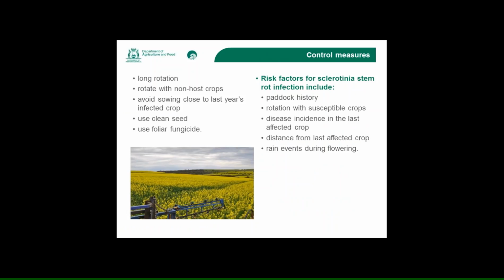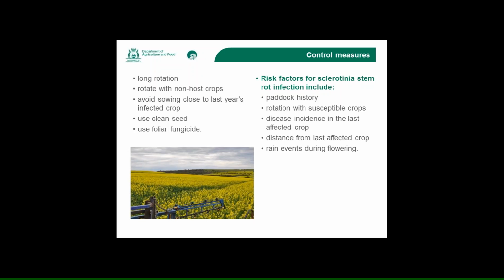So in terms of looking at the risk factors, obviously if you grow a lot of canola in rotations, it's going to be a higher risk, and if you have an infection one year, then the disease is likely to hang around for a few years in the same paddock. And even lupins, because they also get infected by the same pathogen, are a higher risk. So it's important to rotate non-host crops and avoid sowing downwind or close to last year's infected crop, because as I said, the apothecia can produce millions of spores.